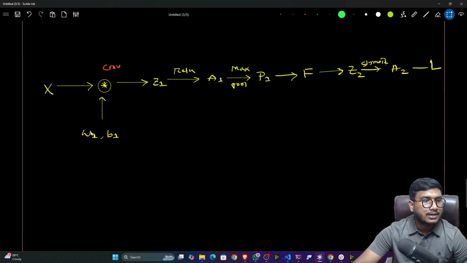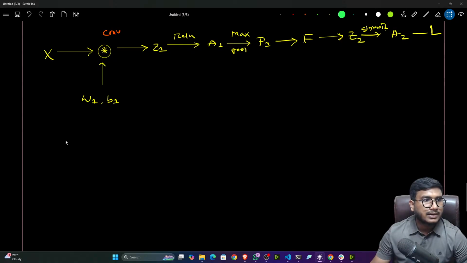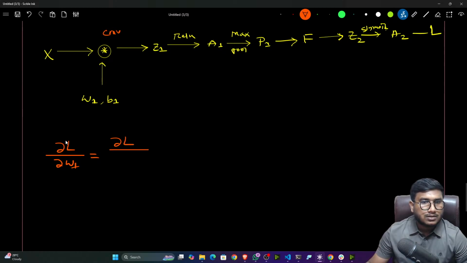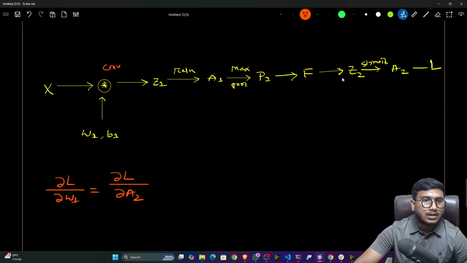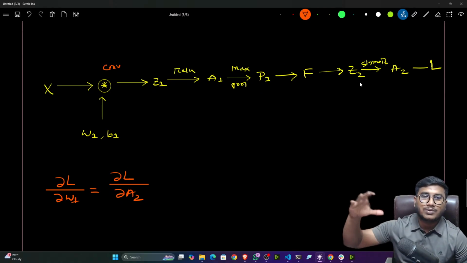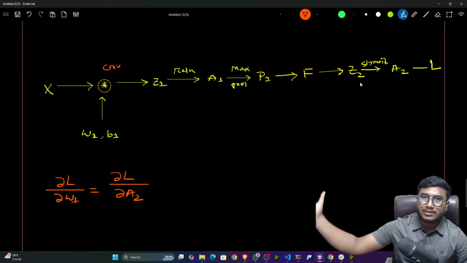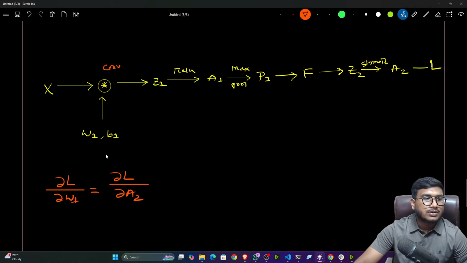First of all, let's write it for W1 and B1. I can write the derivative of loss with respect to W1 is equal to, if any change happens in W1, it will be connected with the derivative of loss with respect to A2. That means it changes from here, because it is the chain rule, so we update from the right side, right to left. So if any change is happening in W1, my A2 will also change with respect to the loss.